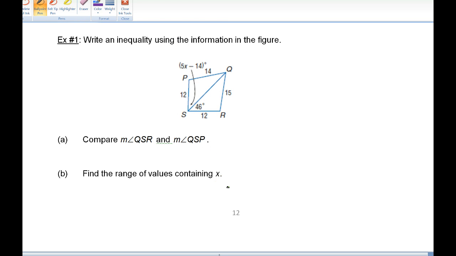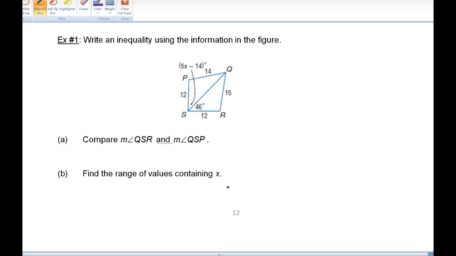Okay, let's start with example 1. Write inequalities using the information in the figure. Okay, so first thing we want to do is compare two angles. We're comparing angle QSR, which is here, and angle QSP.